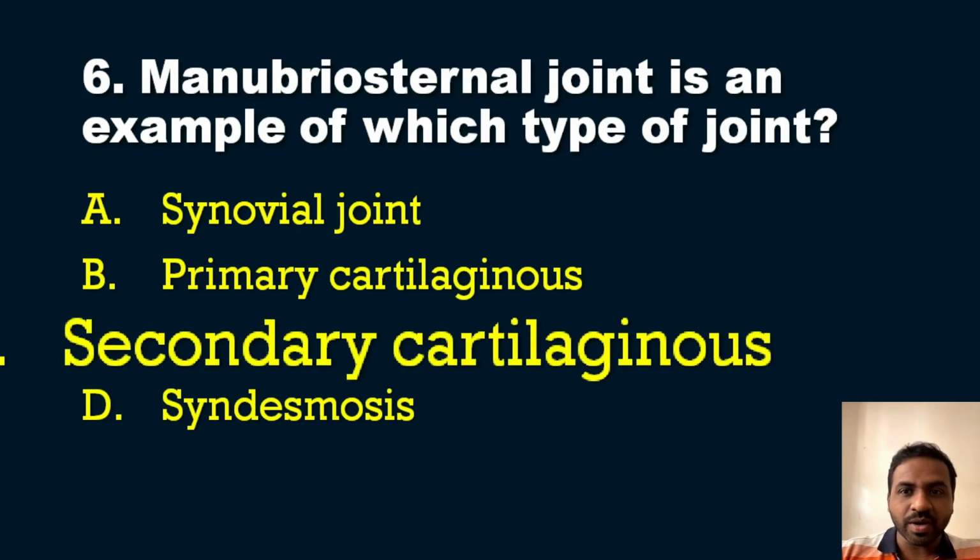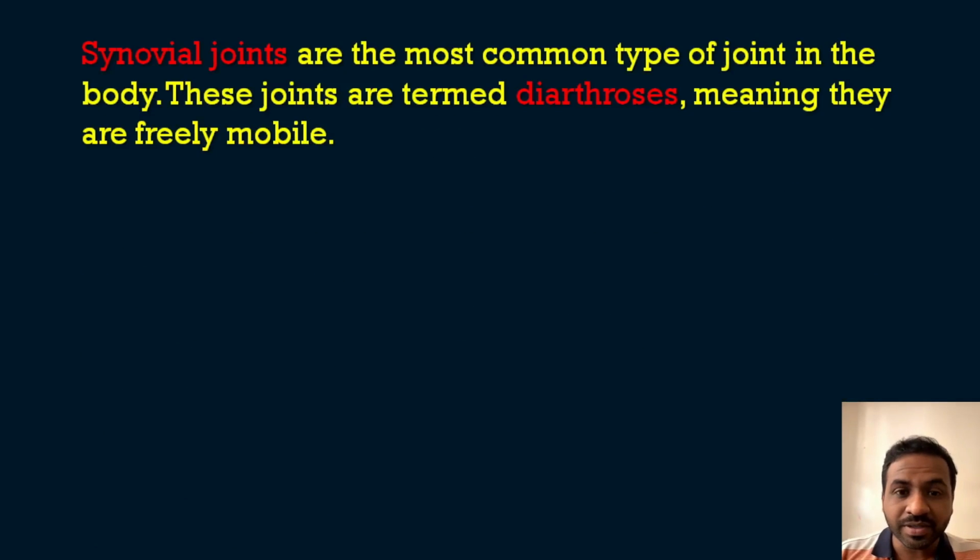So you should understand the difference between primary cartilaginous and secondary cartilaginous joint, and regarding the synovial joint. So I'll give you a brief explanation regarding these joints. First of all, we will discuss the synovial joint. We know that synovial joints are the most common type of joint in the body, and these joints are otherwise known as diarthroses, which means they are freely mobile.